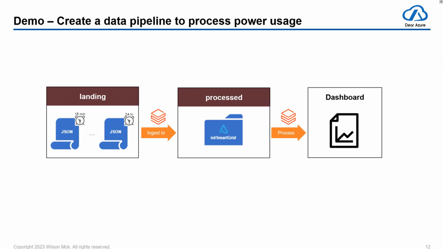In our first demo, we're going to dive into creating a data pipeline using a Databricks notebook. We have our data landed into a container called landing. All of our power data is in JSON format, and it lands into our data lake every 15 minutes, as we talked about earlier. We're going to ingest and read this data, and then create an IoT smart grid Delta table under the processed container.